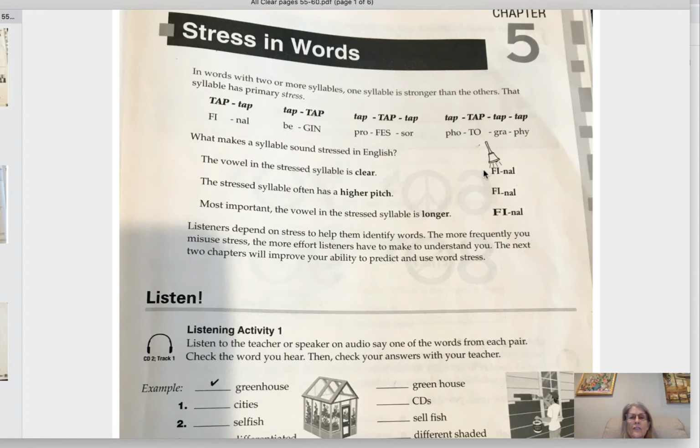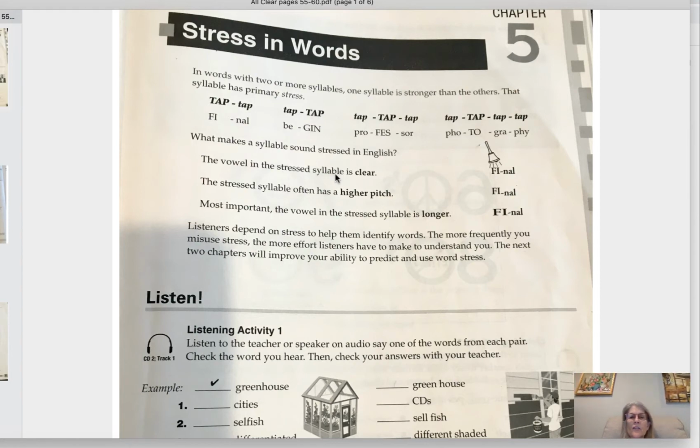The vowel in the stressed syllable, the ones that have the capital letters, those are going to be our stressed syllables right there, okay? The vowel is clear. You can really tell that that's the sound of that particular vowel. The stressed syllable often has a little bit of a higher pitch. And most important, the vowel in the stressed syllable is longer, okay? So we're going to hold that vowel a little bit longer than we're going to do in a word that's unstressed. So let's take a look at the word final, okay?